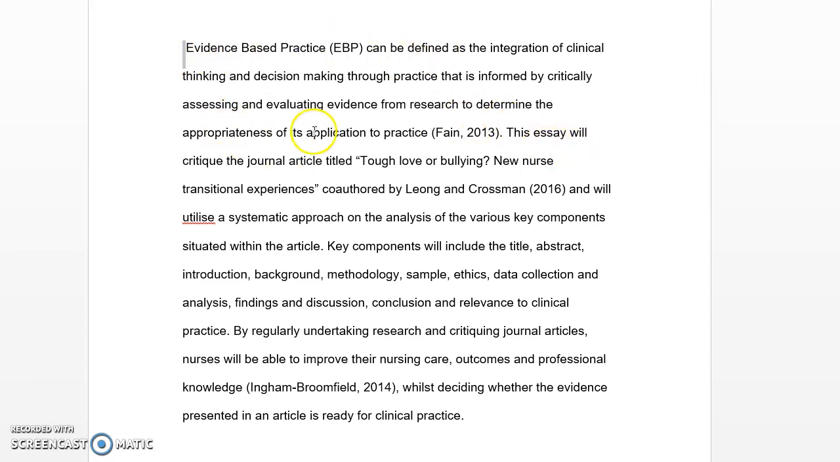She then goes on to talk about how this essay will critique the journal article. Very nice. She's just very clear about what the intention of the paper is to do, and it tells the reader that you as the writer have a really good handle on what you're doing. She then goes on and talks about the key components she's going to be critiquing, and she ends with another statement about why using research as part of the evidence-based practice cycle, if you like, is important.